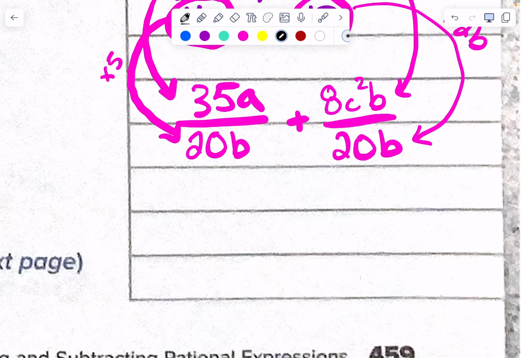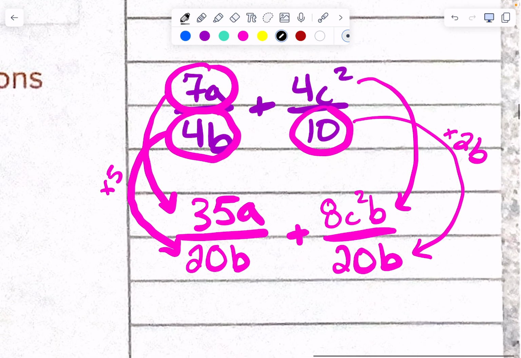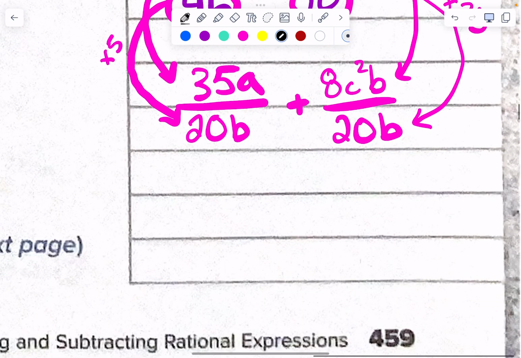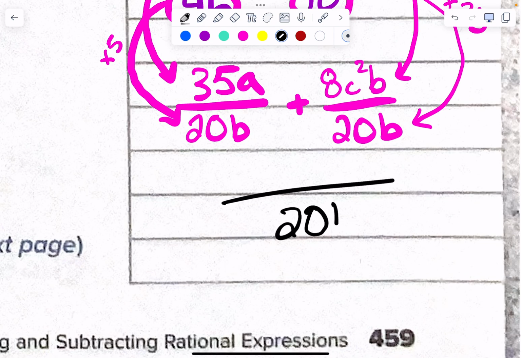Okay, sure. Here's what we do next. Do you see how we get those numbers on the top? Now, I just put it all under one roof, and I combine like terms if possible. So 20b, that's going to be my bottom, right? It's all 20b. Everything's the same.